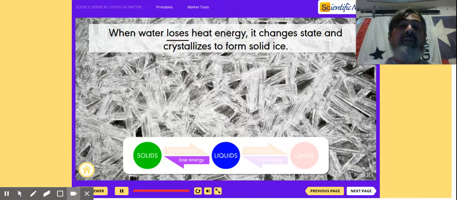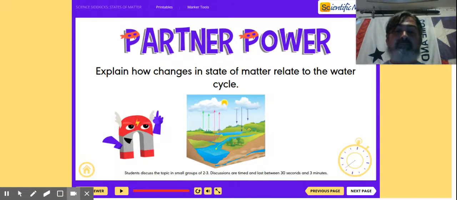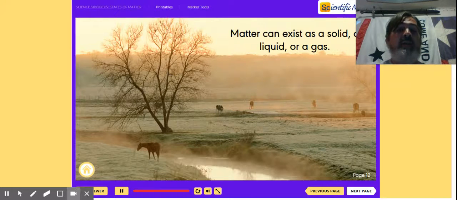When water loses heat energy, it changes state and crystallizes to form solid ice. So, when liquids lose enough energy and get colder, they become a solid. Matter can exist in a solid, liquid, or a gas.